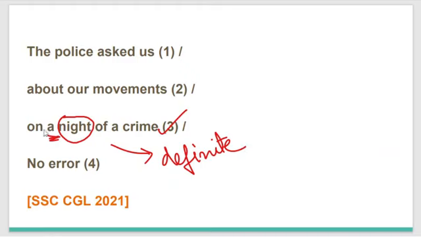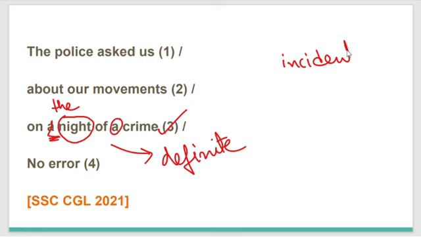So definitely here the error is lying in part 3, and the sentence will be: the police asked us about our movements on the night of. And now this sentence has another error in this third part as well. Now what's that? Another part that is having a. Now we are talking about a particular night where a crime, on which day a particular crime or a particular incident happened. Hence, we should never say the night is a general day, so we'll never write down a. And on that night, a particular incident happened.